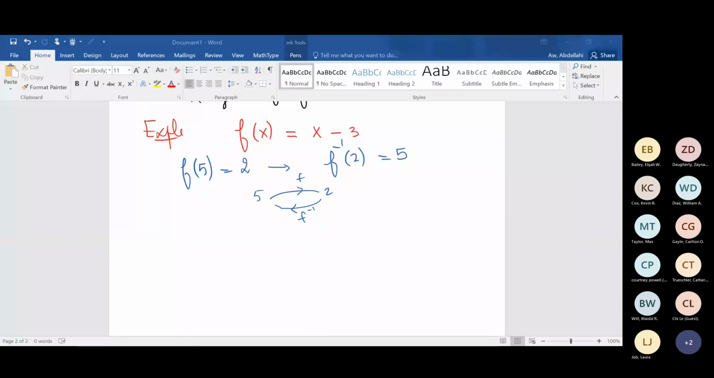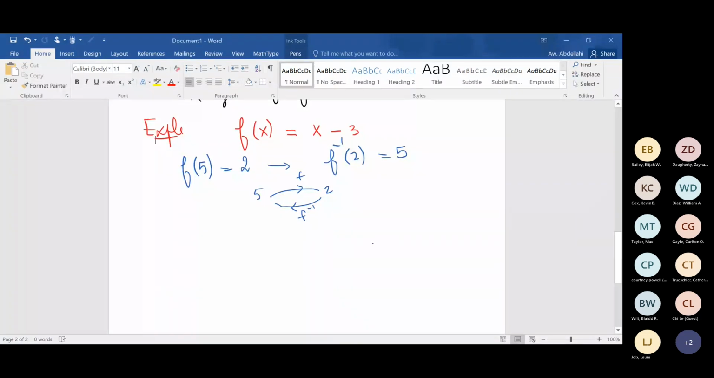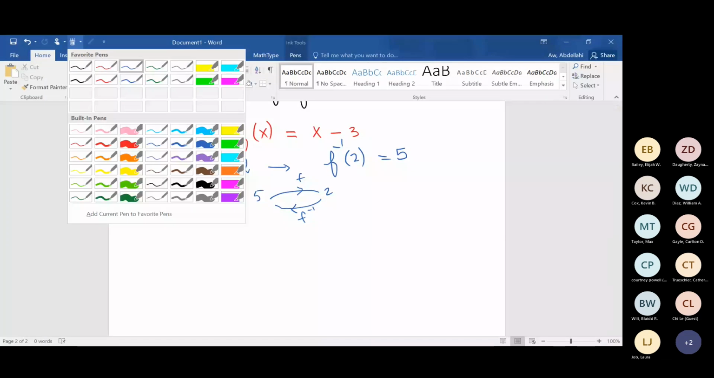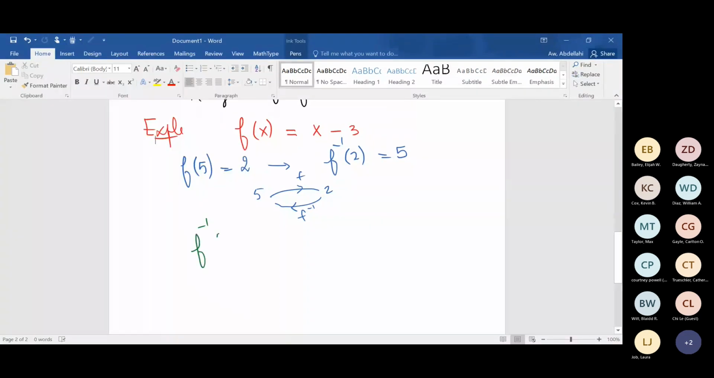All right, so right here, look now, if I ask how much is f inverse of 7? When I ask you what is f inverse of 7, do you plug in 7 over there and say this is 7 minus 3 is 4? Do you say that?